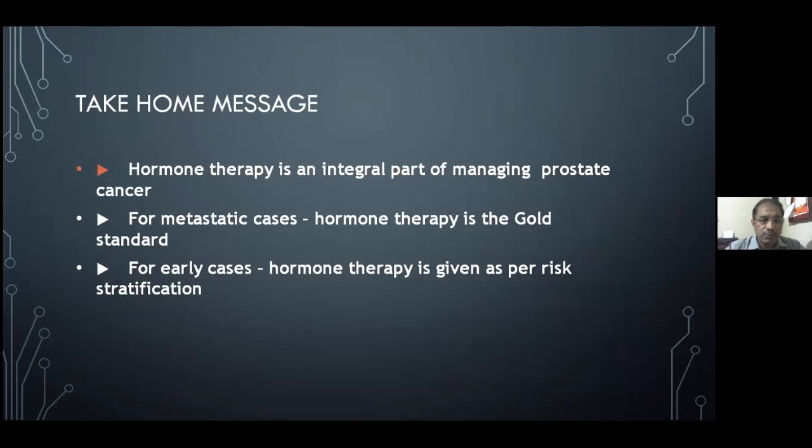So, take home message from my side. Hormonal therapy is an integral part of management of prostate cancer in almost any stage. For metastatic disease, hormonal therapy is the gold standard, and for early stages, hormonal therapy is given as per risk stratification but used in many settings.